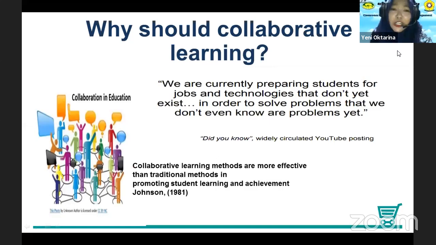Here, this is the challenge for teachers: to find the problem, what the problem faced by students is. That's why there should be collaboration between students and teachers, students with their peers, and teachers with other teachers.